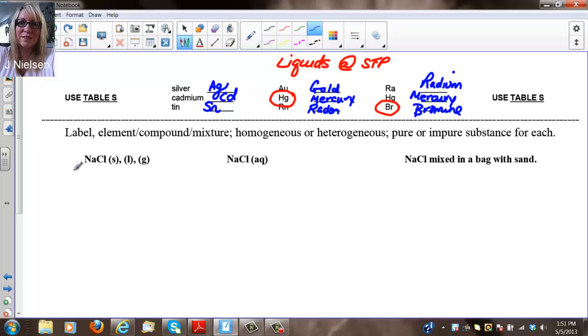In this next section, they want us to label element, compound, or mixture. They want us to state whether it's homogeneous or heterogeneous, and whether it's pure or impure for each substance. So let's just do a little review right here in the middle. First of all, everything is made up of matter. And matter can be a pure substance, or it can be a mixture.